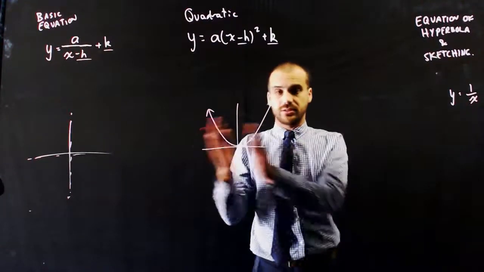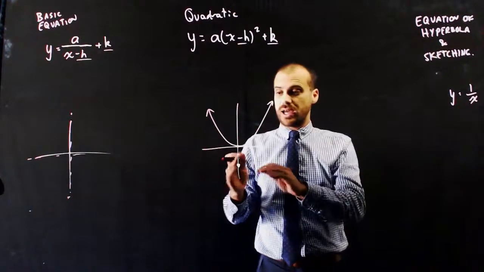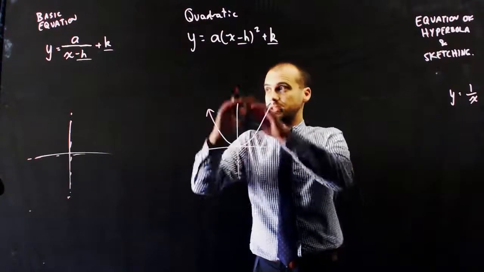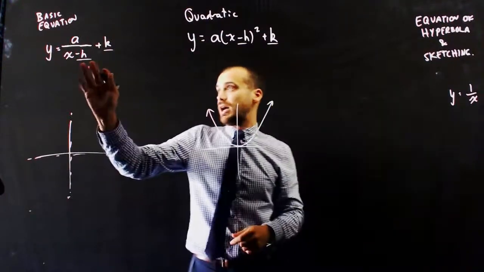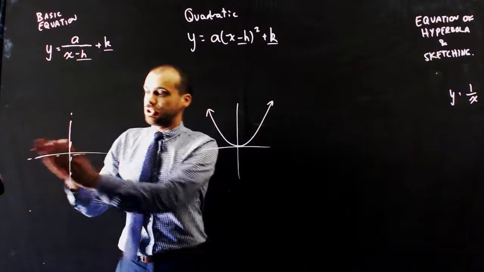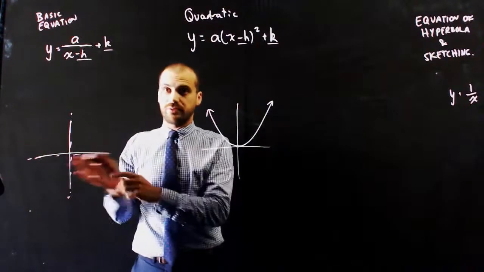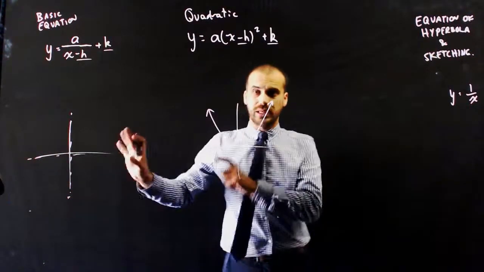It shifts it left and right. The k value shifts our quadratic up and down. The h values and the k values are going to shift our hyperbola left and right. I'm just going to leave that aside for a second.